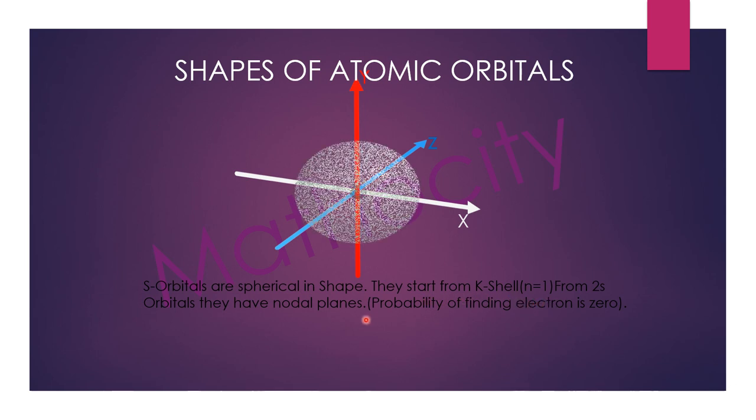From 2s orbitals, s orbitals have nodal planes. Nodal plane in the sense, the probability of finding the electron is zero. The 2s orbital has a nodal plane, which means the probability of finding the electron is zero. We cannot locate the exact position of the electron cloud in the 2s orbital. So the 2s orbital has a nodal plane.